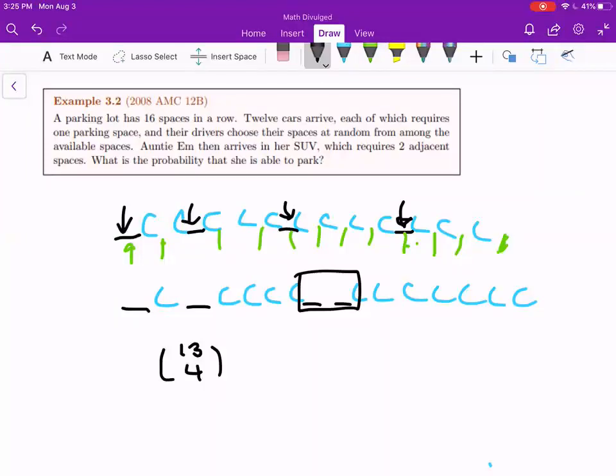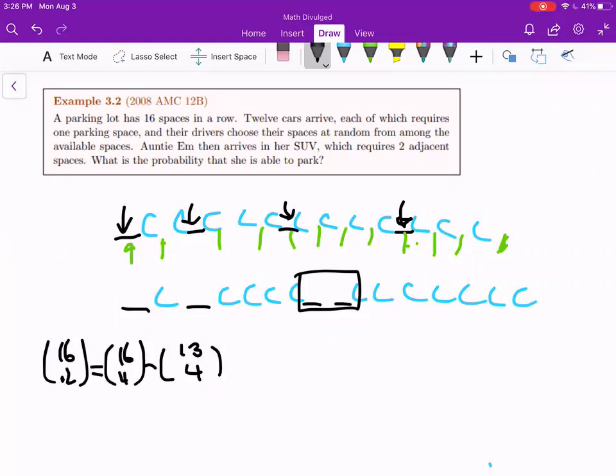In order to find the number of ways that she can park her car, we just subtract this number from the total number of ways to arrange the cars. What's the total number of ways to arrange the cars? Well, there's 16 spots, 12 cars. That would obviously be 16 choose 12, which is also equal to 16 choose 4. And then we want to subtract these 2.